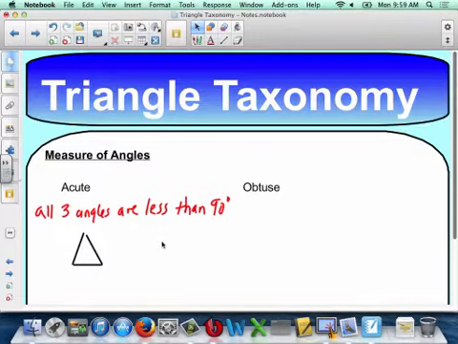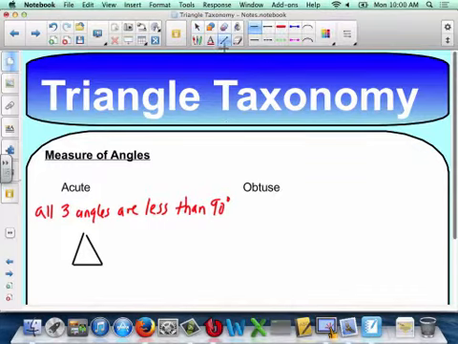Is it possible then for a triangle to have 3 obtuse angles? Why not? Okay, first of all, let's say they were all 90. What's 90 plus 90 plus 90? 270. Way more than 180. So what's the maximum number of obtuse angles a triangle can have? Brandon. 2? What's 90 plus 90? 180. We still have to throw in a third angle. So a triangle can have at most 1 obtuse angle.